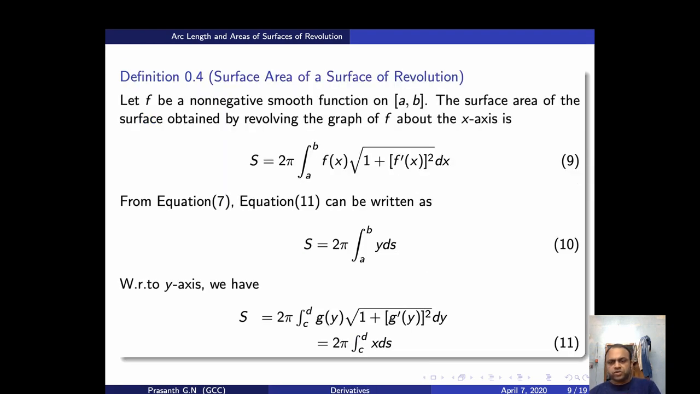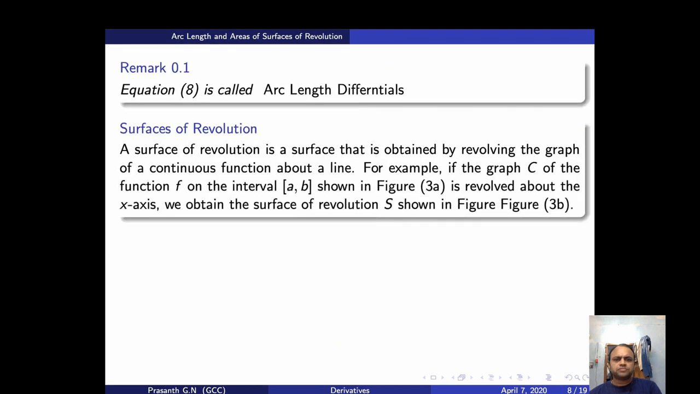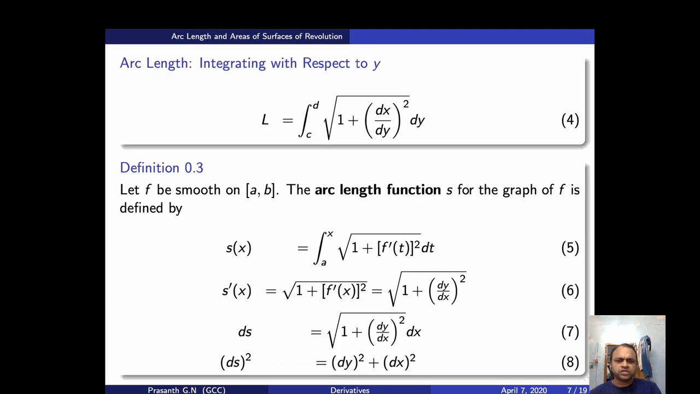Surface area and surfaces of revolution. Let f be a non-negative smooth function on the closed interval [a, b]. The surface area of the surface obtained by revolving the graph of f about the x-axis is S equal to 2 pi times the integral from a to b of f of x into the square root of 1 plus f dash of x whole square dx. For this proof, whatever we have done in the previous classes, we can apply that to get this formula. So I think the procedure is the same. So I am just skipping the procedure and only stating the formula here. From equations 7 and 11, I hope you know what I mean, equation 7 is this one.